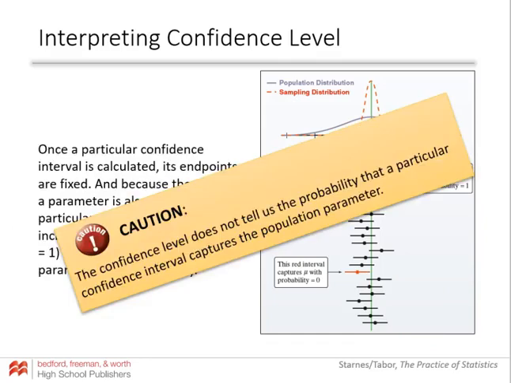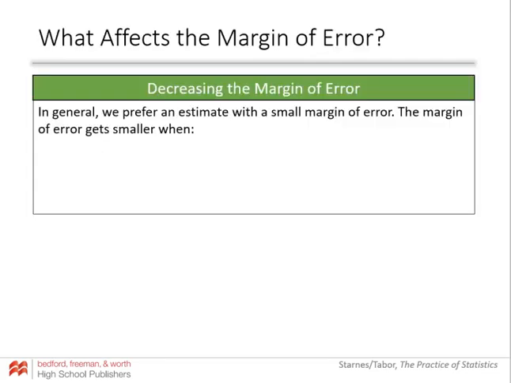All right, and so it's important that you note, we can't say that the probability that my confidence interval contains the true parameter value is 95%. That's not what it means. Okay, we can say I am 95% confident, but we can't say there's a 95% chance or a probability of 0.95. Okay, and then last thing we're going to look at is that margin of error.